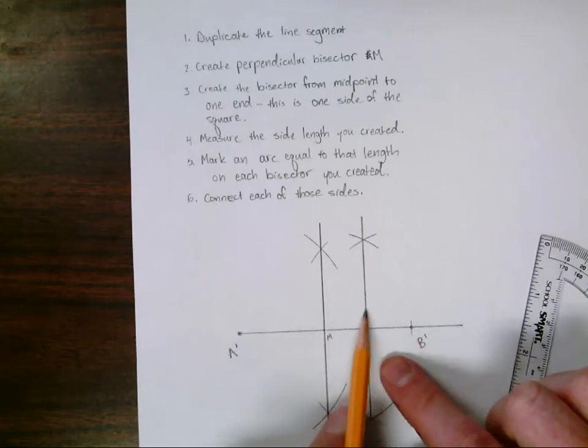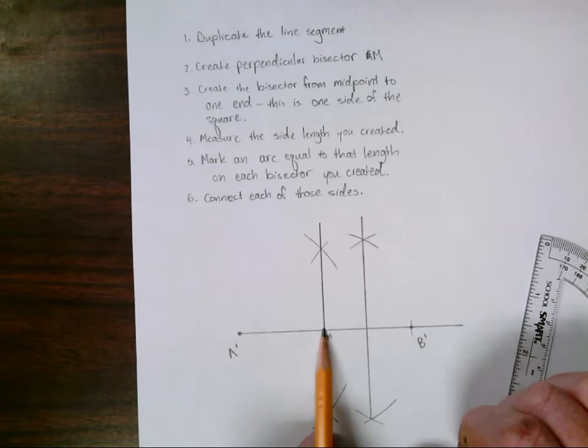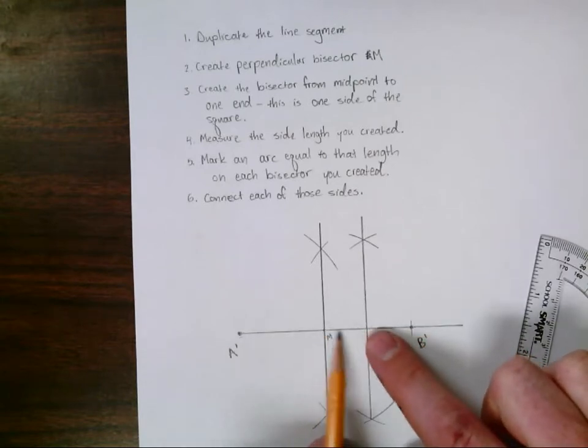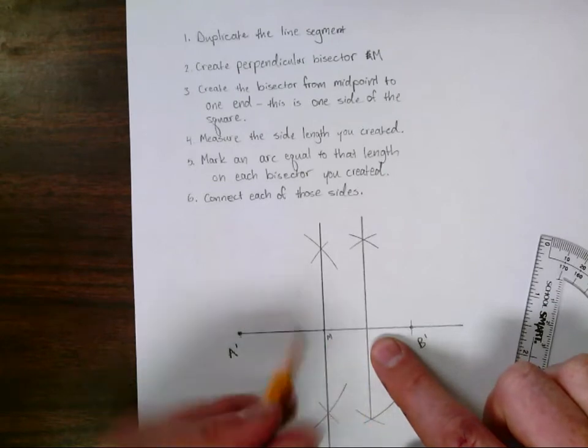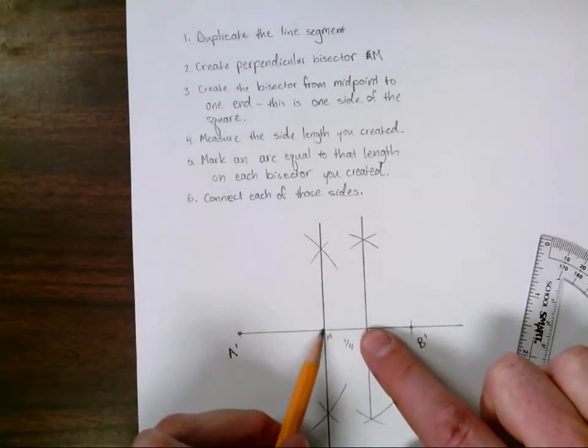Since M is halfway between A and B, and this line is halfway between here and M, I know that this line segment is 1/4 of the total line, which means this is going to be a perfect side of my square.